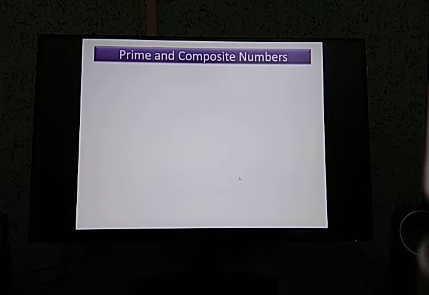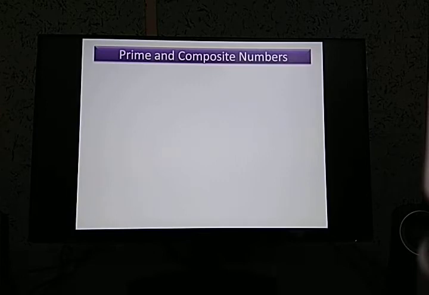Hello everyone. Today we're going to learn about a new topic, and today's topic is prime and composite numbers. So what are prime numbers and what are composite numbers?